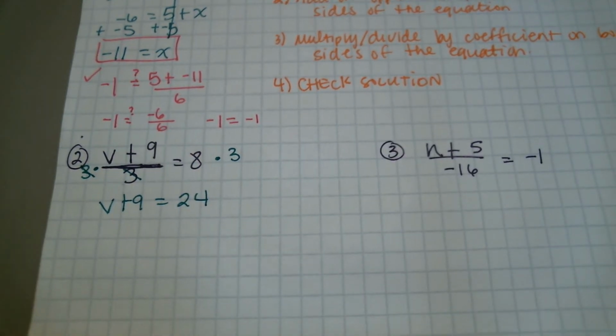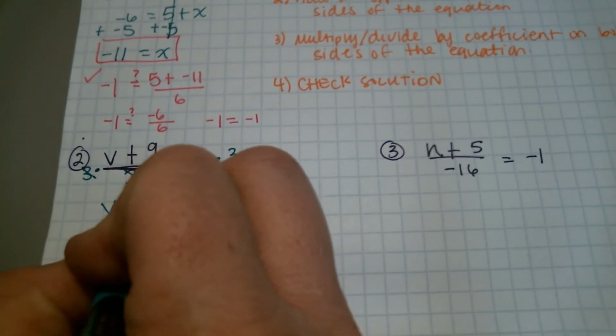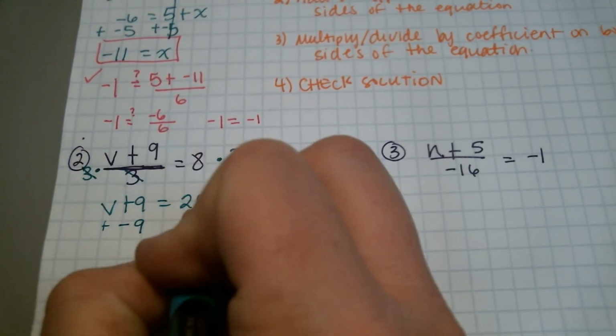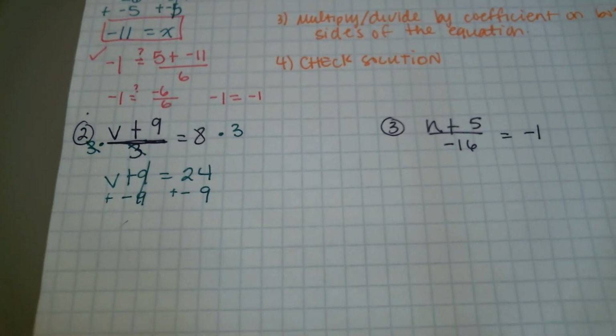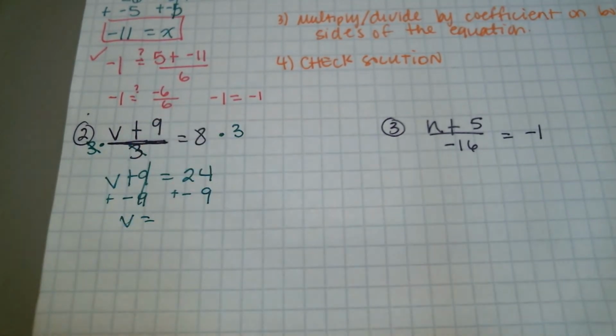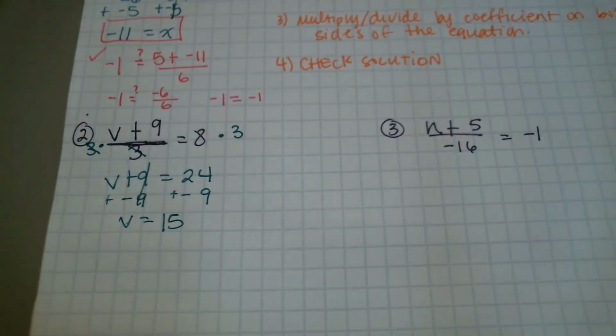Now, this becomes a one-step equation. From here, I just want to add the opposite of 9, which is -9, to both sides of my equation. That cancels. 9 plus -9 is 0. V equals, all right, 24 minus 9 is 15.